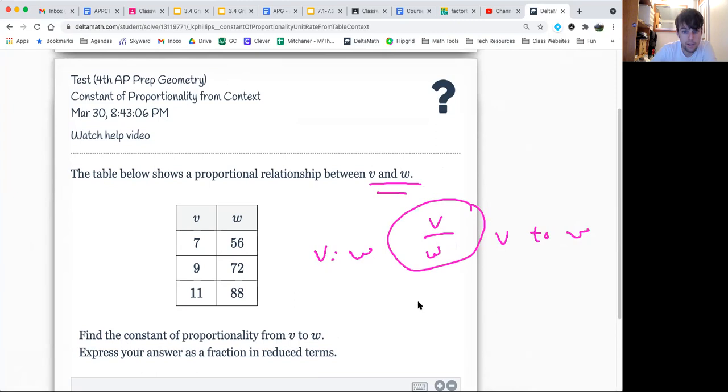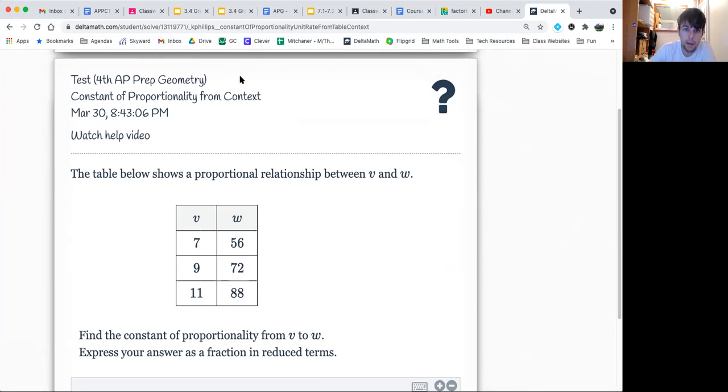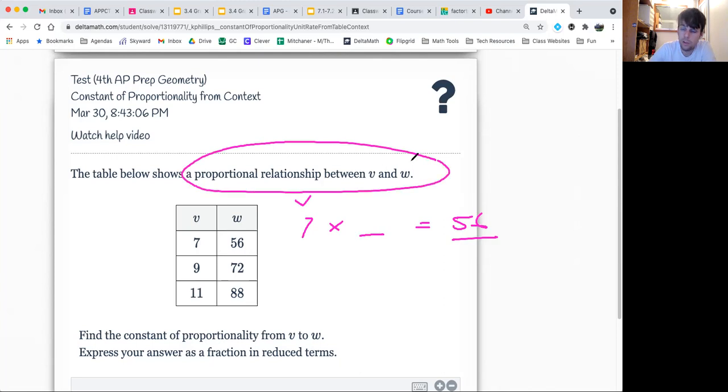So simplifying that, I apologize, that's actually going to be backwards. Going from V to W, we're actually looking for 7 times what constant is going to equal 56. So V times the constant of proportionality equals W. When we're talking about a proportional relationship with a constant of proportionality, there's kind of 2 ways to think about this. However we divide these things, W over V is going to equal some sort of constant of proportionality. We'll call that K. That means that if we do V times K, we get W. That's just some algebra to arrive at this relationship.